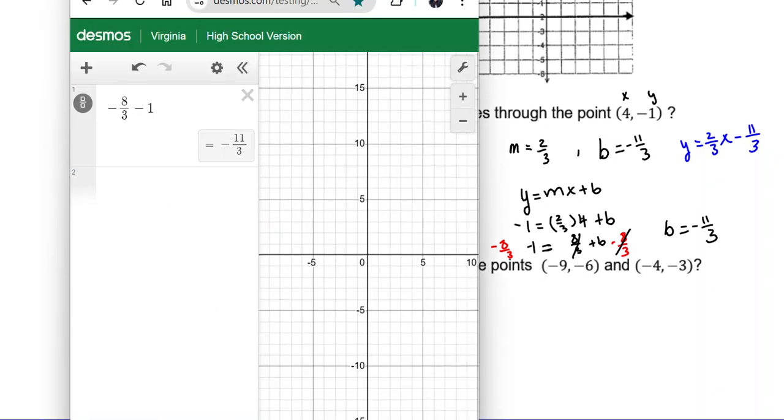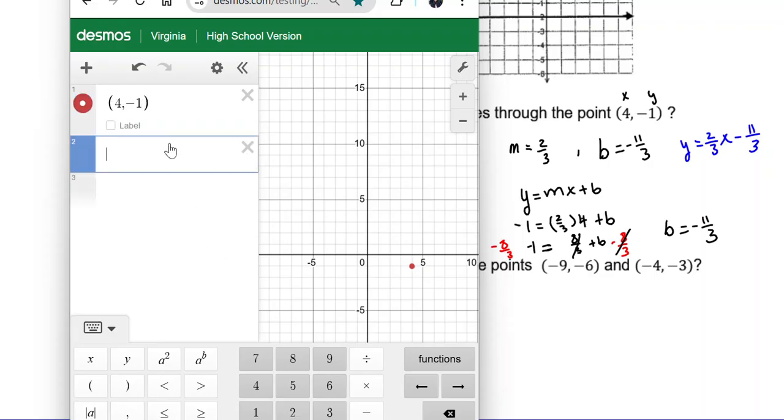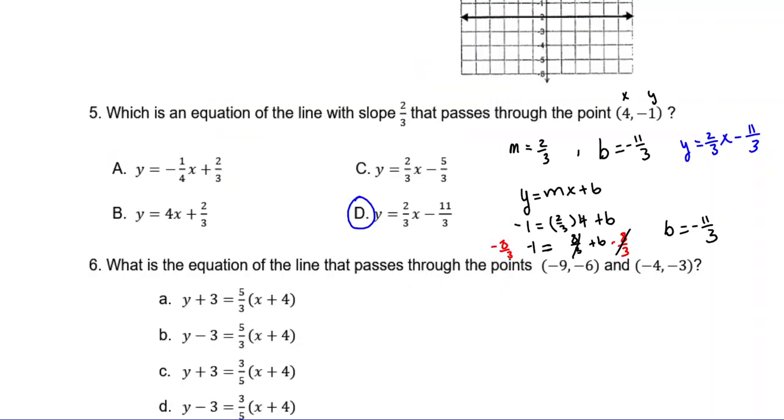The last thing I want to do is just go ahead and confirm it in Desmos. So I know that it has to go through this point. And let me just make sure this line goes through that point. So y equals 2 over 3x, that's the slope, minus 11 over 3. And there you go. That works. It's going through the point and it has the slope of 2 over 3. Okay, that's my answer. All right.